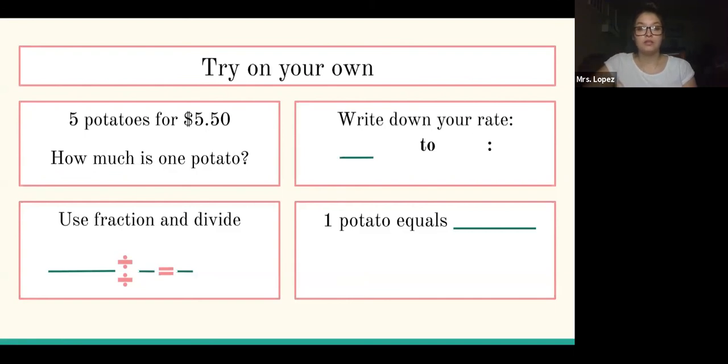Okay. So just looking it over again, we have 5 potatoes and it's $5.50. So I did write it in the wrong way and I am sorry, but $5.50 should be on the top and 5 potatoes should be on the bottom because we want to know how much it is for one potato. So that means that the denominator needs to be 1. So that means potatoes needs to be the denominator.